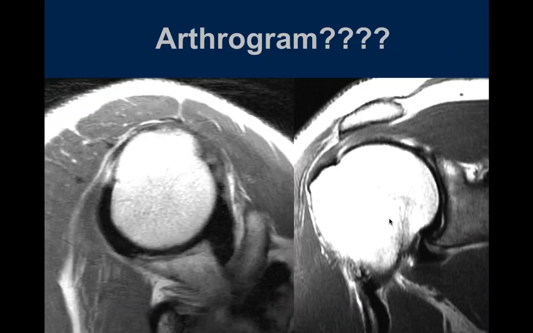Okay, this is a patient who had an arthrogram. Jeff, what do you think of this case? So it looks like we have, let's say, an axial T1 and a coronal T1. What I'm seeing within the joint space is a significant amount of hypointensity throughout the joint space on the axial, and also on the coronal image as well. What do you think?